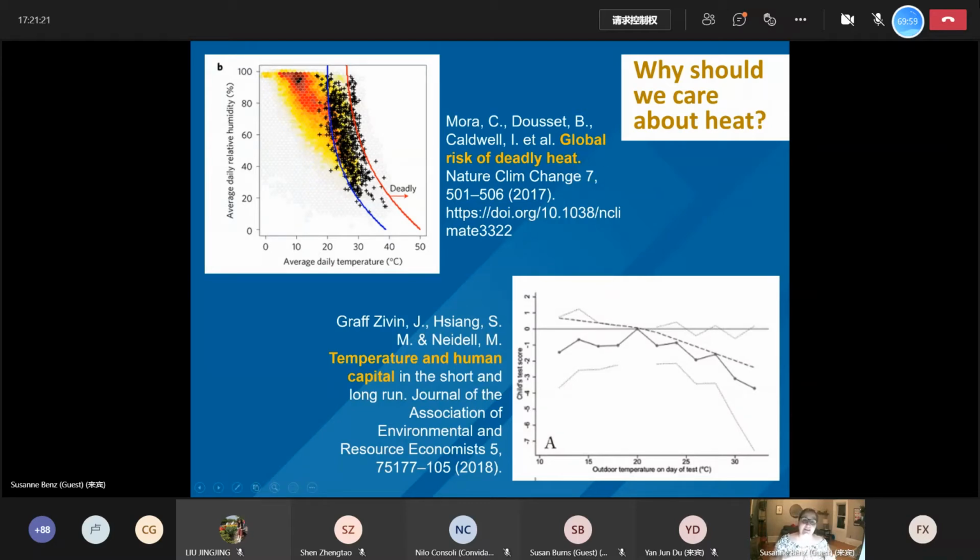So heat at the surface is very detrimental to our health, very detrimental to our well-being, and it is very, very much located in cities where all of us live. So heat at the surface is a serious issue.